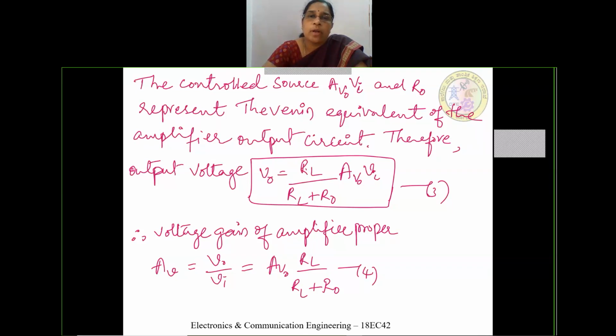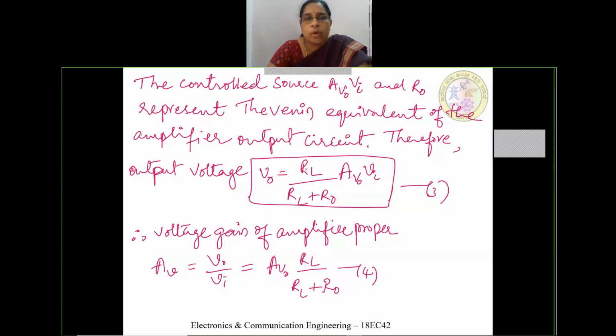Therefore the output voltage is defined as V naught equal to RL by RL plus R naught into AV naught into Vi. This is the general definition for the output voltage. Why does the RL term come here? Because RL is the load resistance. So by considering R naught as well as RL, the output voltage V naught is RL by RL plus R naught into AV naught into Vi.